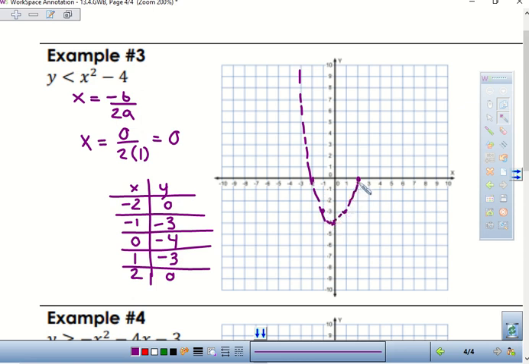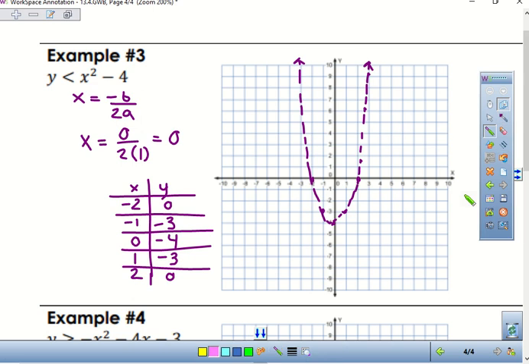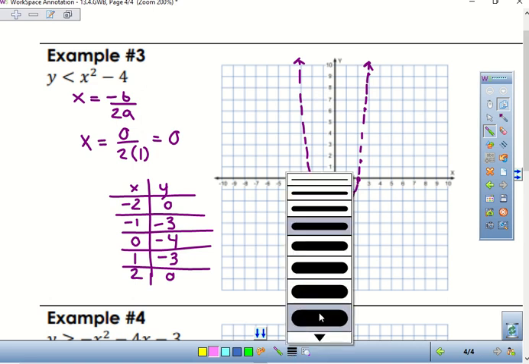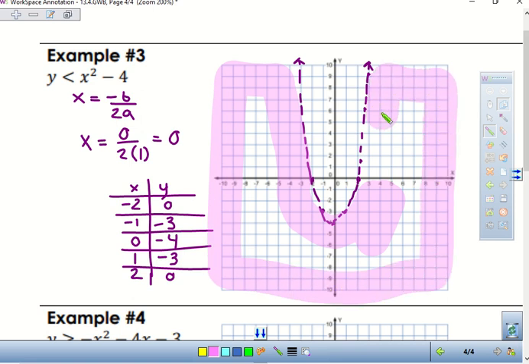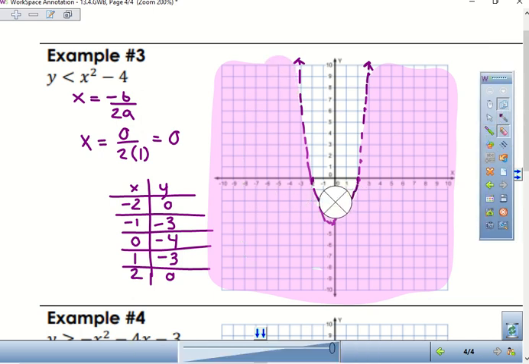And why am I making this dashed instead of solid? Very good. There's no line under the inequality sign. And then I have to determine which way I'm shading. So if it's less than, that means I'm going to be shading below. So that means on the outside here. Like that. Any questions about that?